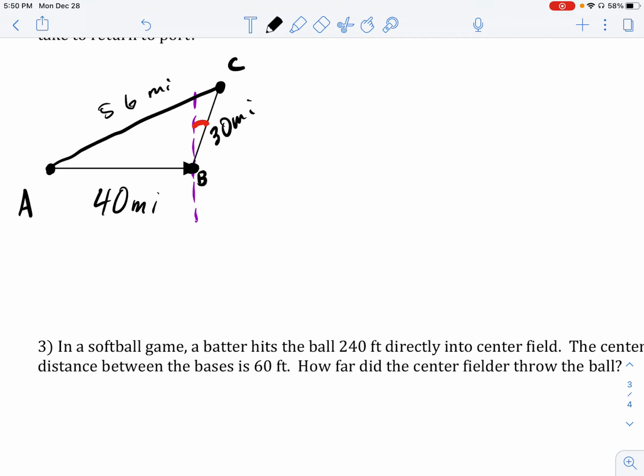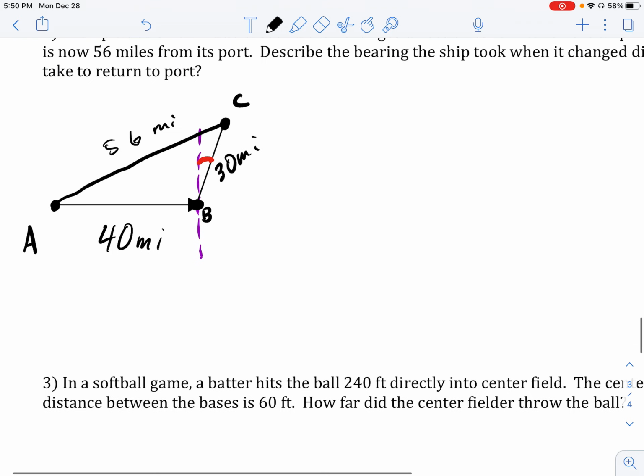What we're first tasked with finding is this red angle here, because that's going to describe the bearing that we took to get from point B to point C when we changed directions. Well, first off, ask yourself, what type of case do we have? What we're given are three sides. This is an SSS case, which means we would want to use the law of cosines.